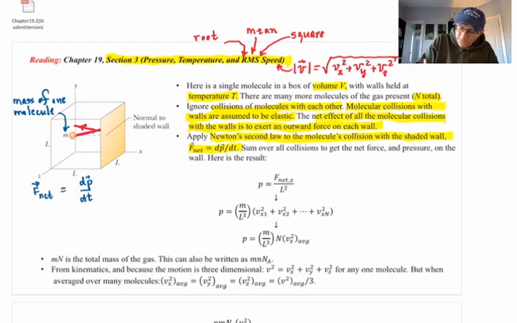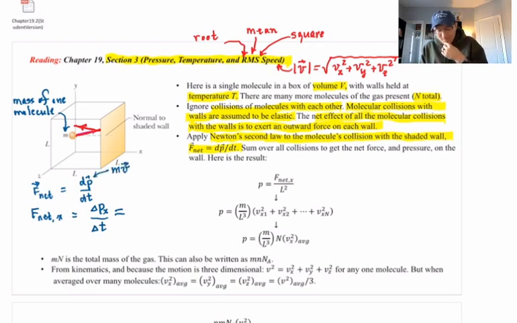And so I'm going to focus on just the x coordinates, F net x, and I can even approximate the derivative as delta p sub x over delta t. And the effect of the collision is to change the x velocity from v sub x to negative v sub x. Remember, momentum is mass times velocity as well. Let's not forget that. Okay, so if the incoming x velocity is vx, then the outgoing x velocity is negative vx.